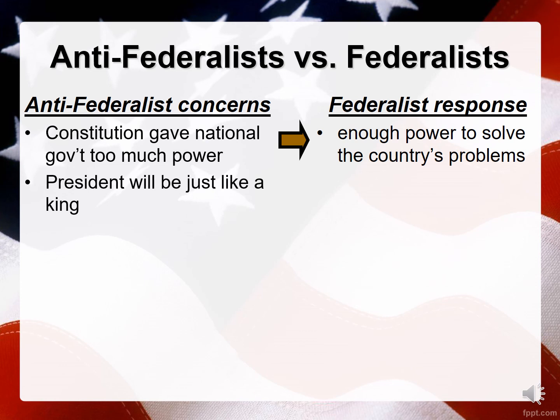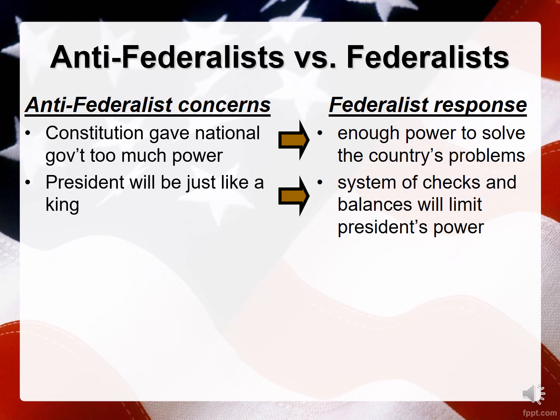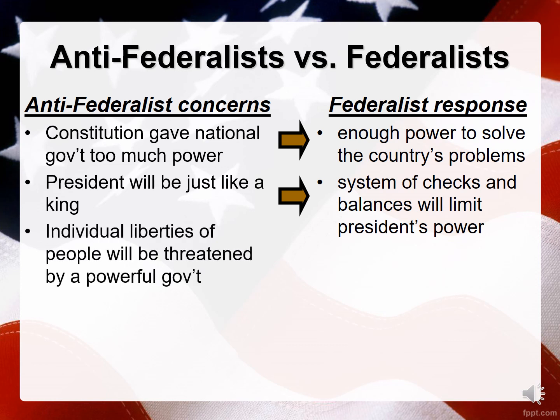One other concern, the Anti-Federalists said this president would be just like a king. The response was that, no, this system of checks and balances will limit the president's power as well as the other branches. One of the biggest concerns to the Anti-Federalists was that the individual liberties of the people as well as the states would be threatened by a powerful federal government.